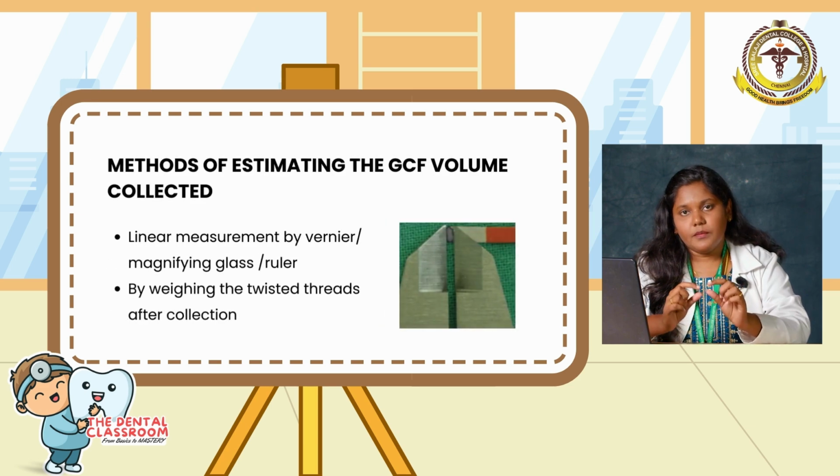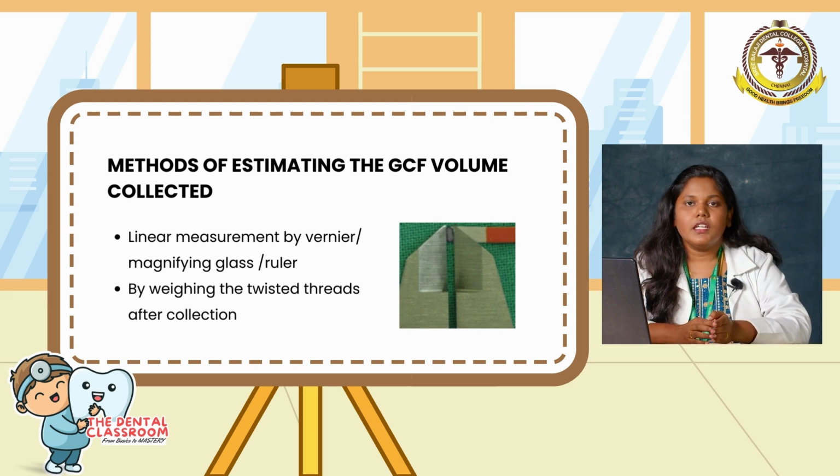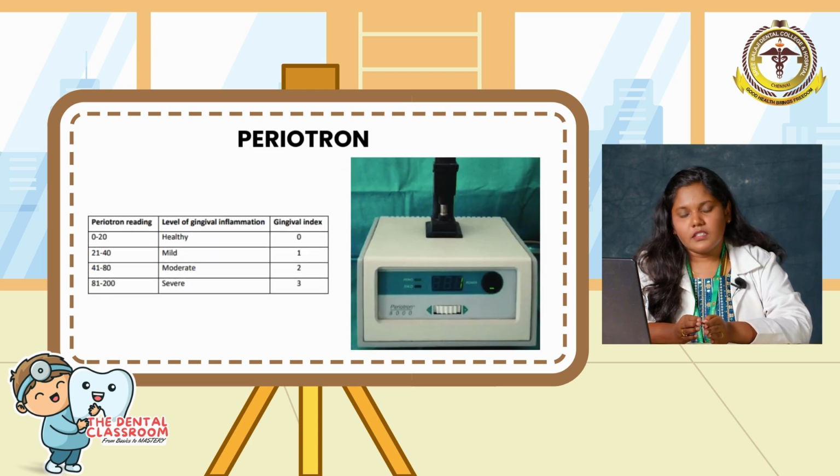The stained part of the paper strip is then measured linearly with the help of a vernier caliper or any ruler. Coming to the next method of quantification, as I told you earlier, the twisted threads can be pre-weighed and weighed again after collecting the GCF. Another method for quantifying GCF is the use of an electronic instrument called the periotron.